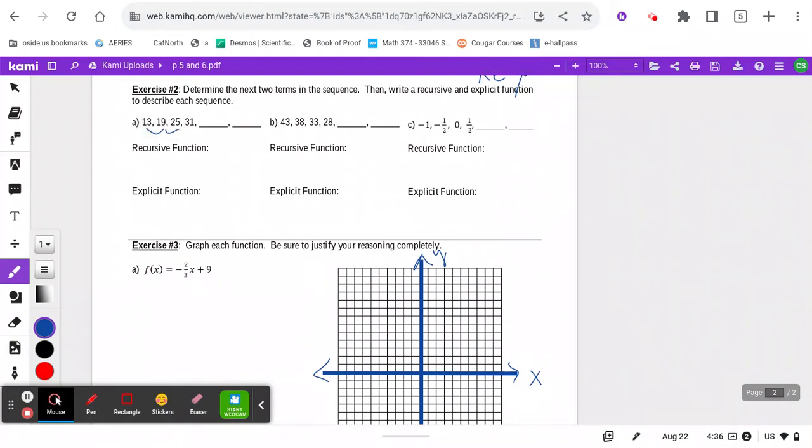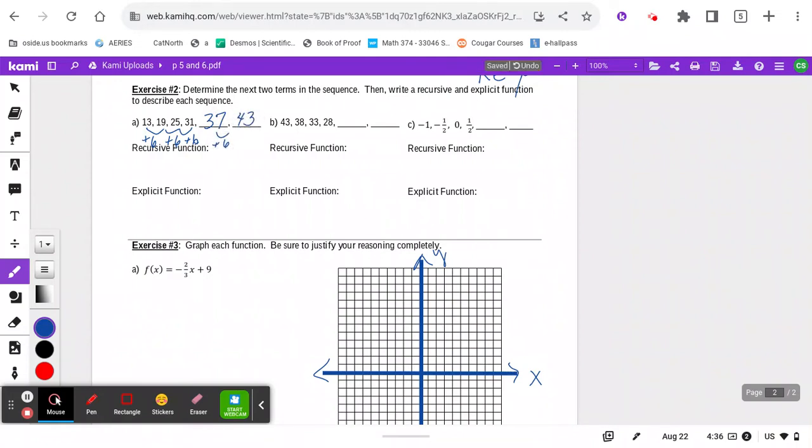Notice if I'm not sure what these are adding by, sometimes we get confused when the numbers get bigger, please grab a calculator and do 19 minus 13, 25 minus 19, 31 minus 25, and you'll notice that this is adding 6 repeatedly. Did you get that? So then I go 31 plus 6, you got it, 37, and then 37 plus 6, you got it. Should have been those two numbers.